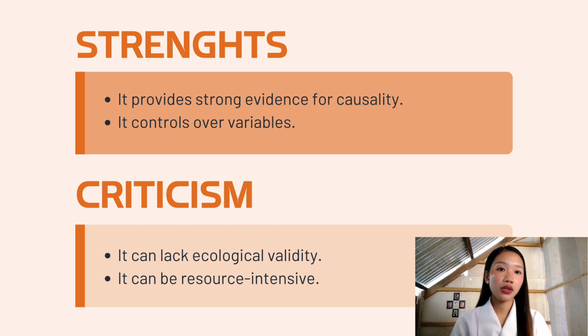Another strength of the experiment survey is its control over variables. In an experiment survey, one can carefully control the conditions where the study takes place, reducing the influence of external factors. By this means, this high level of control makes it easier to isolate the effect of the independent variable, leading to more accurate and reliable results.